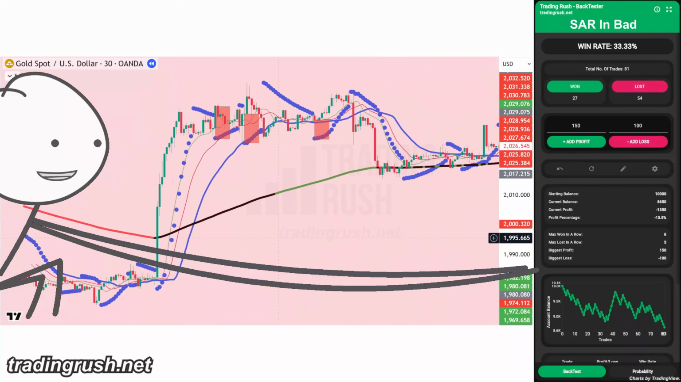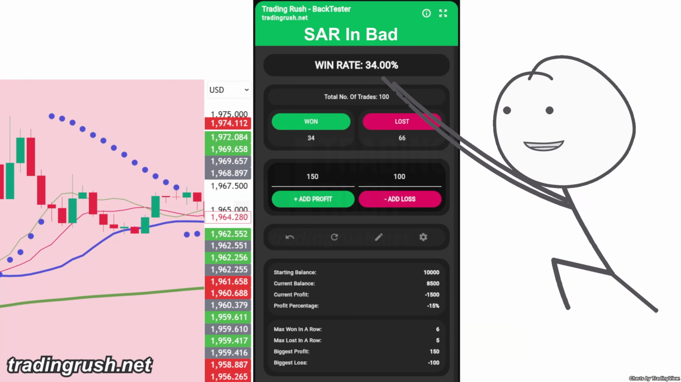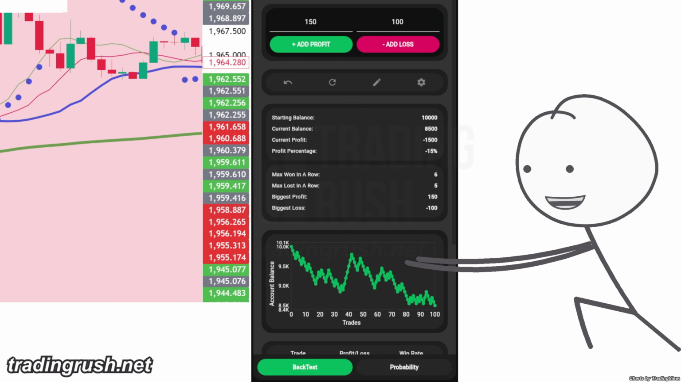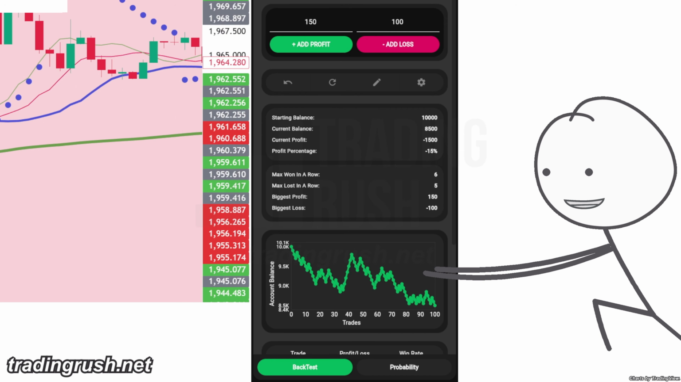It won around 6 trades in a row at one point and lost around 5 trades in a row at another. At the end, it got a 34% win rate, which is on the lower end of what we have seen in the extremely bad market. The profit graph shows that if you continue to take trades with this strategy, you could blow up your account when market conditions get bad.